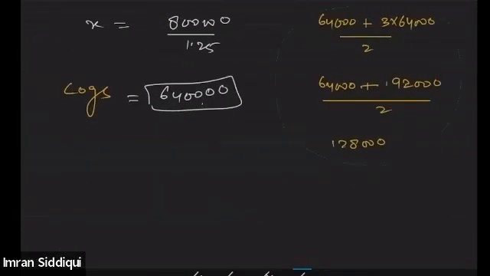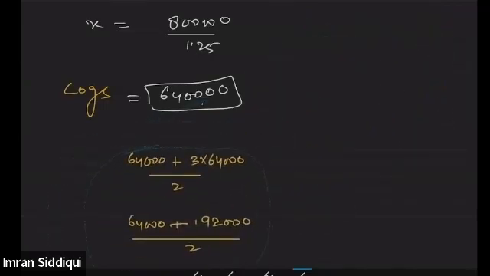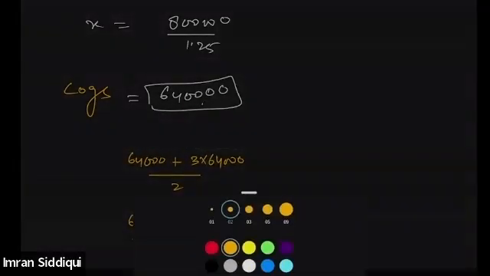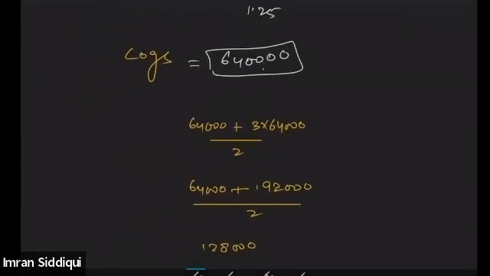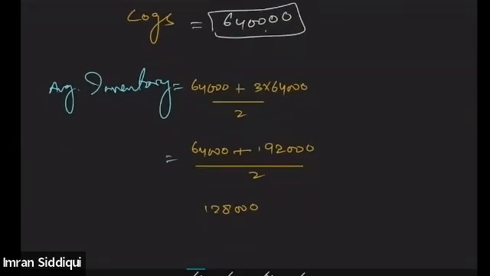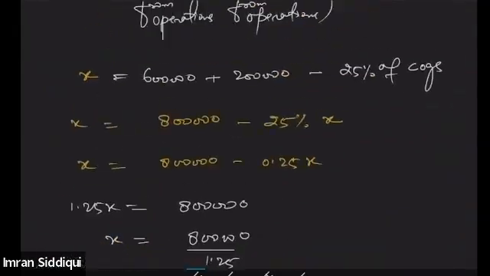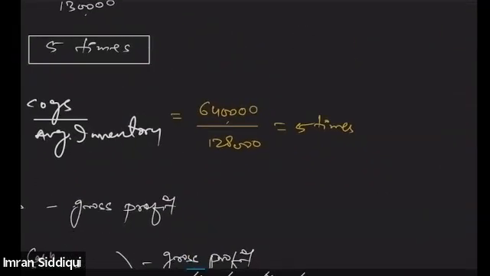Inventory, answer is 1,28,000. Divide that, 192 divided by 2. So, average inventory. To find out the average inventory, we take the value of the opening stock 64 plus 192 divided by 2, equals 1,28,000. By putting this value in the formula, we got the answer equals 5 times.